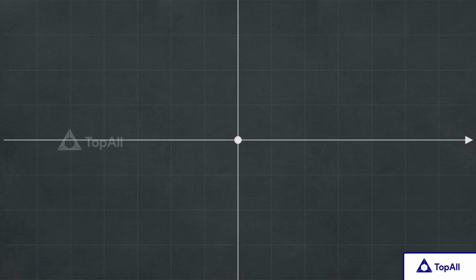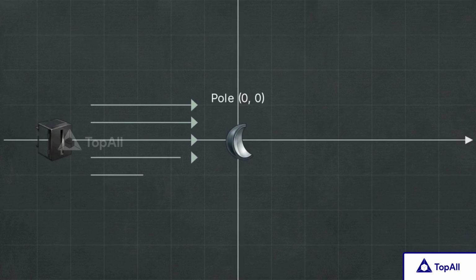To build this system from first principles, we start at the origin. The geometric center of a spherical mirror, called its pole, or the optical center of a lens, must be locked exactly at coordinate 0, 0. All distances are measured from this single point.